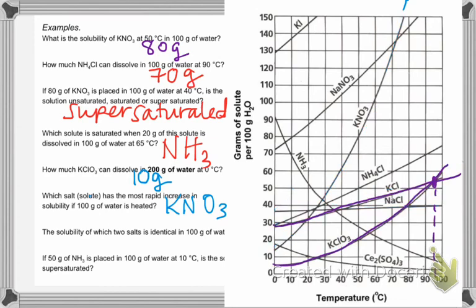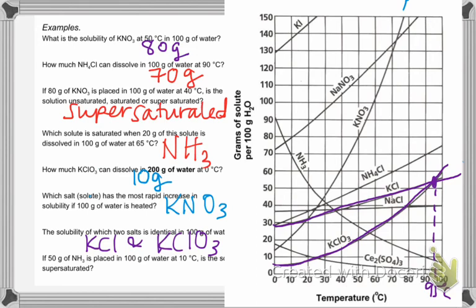For the next one, it says, which two salts are identical in solubility at 95 degrees Celsius? So I found 95 degrees Celsius on the graph, and then I just saw, okay, who has the same solubility? And it looks like it's potassium chloride and potassium chlorate. Okay, and I know they have the same solubility because they actually intersect here.